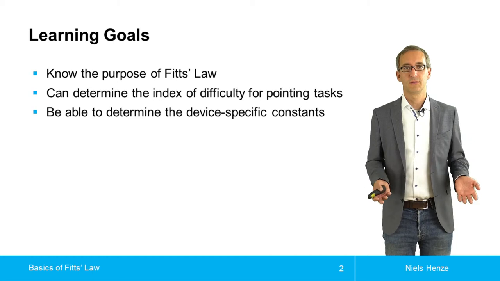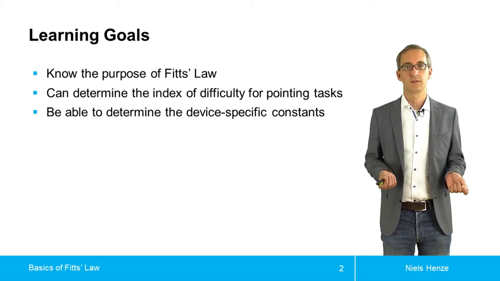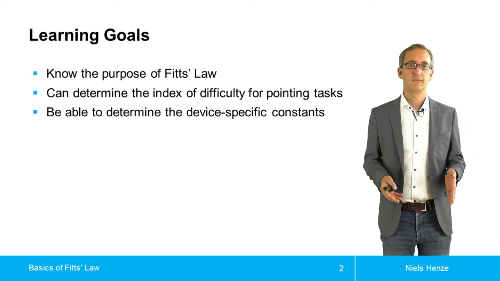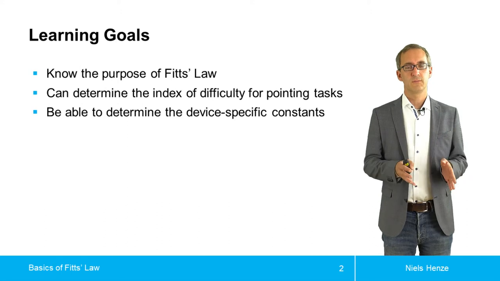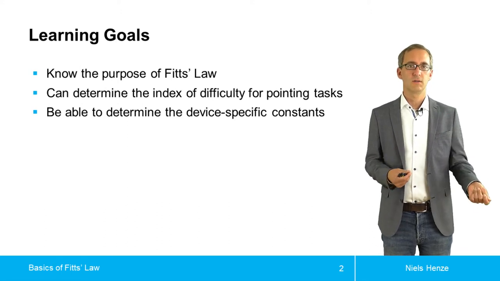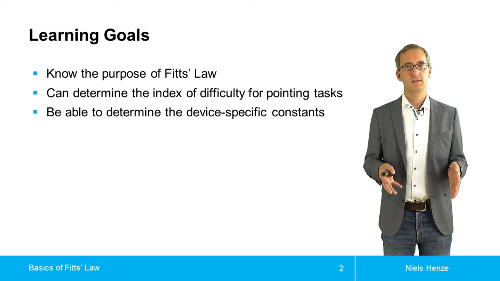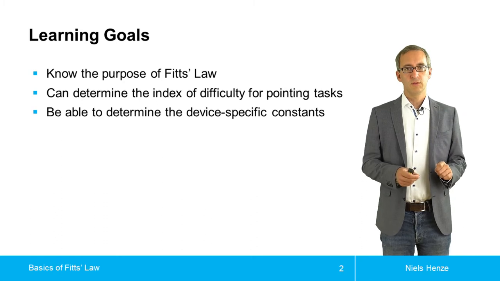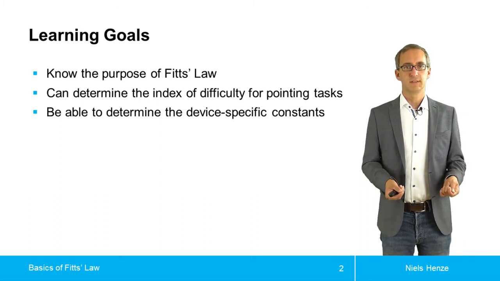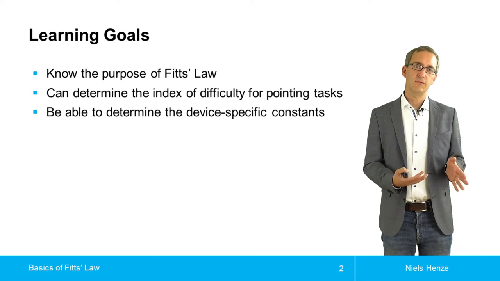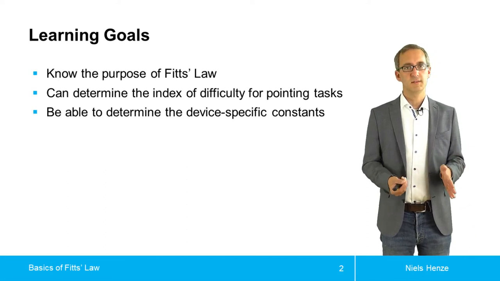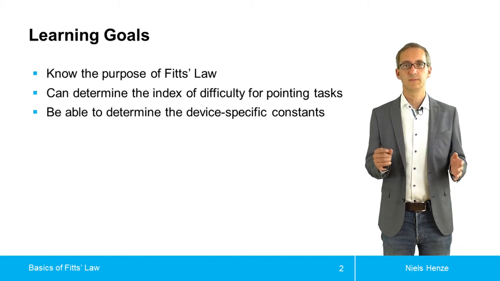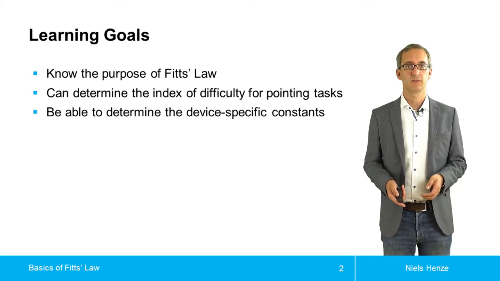There's a wide variety of different tasks in HCI that we could model. But the most simple or basic task that we have is probably target selection. So if we have a button and we want to know how long it takes a user to press this button, this is exactly what Fitts' law describes that we will look at now. We will also look at what's called the index of difficulty, which is basically the basis of Fitts' law and helps us to estimate how difficult the task is. And we will look at how to determine device-specific constants that we need in order to make predictions.